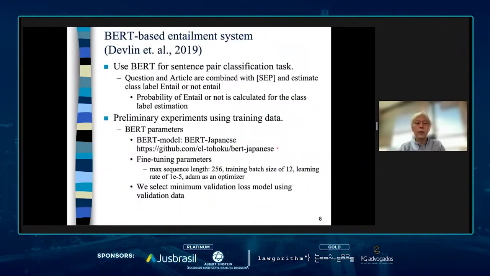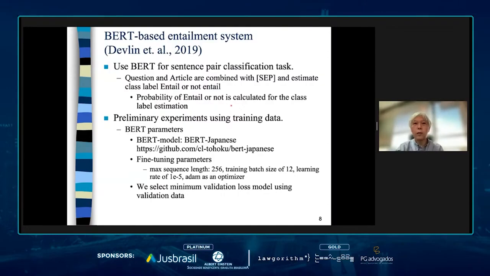Based on this training data, we train a BERT-based entailment system, the one that was proposed in the original BERT paper. In this framework, BERT estimates whether the question is entailed by the article as a binary classification task, whose input is a combination of question and article with a separator symbol. The system calculates the probability of entailment or not as a result of the estimation process.